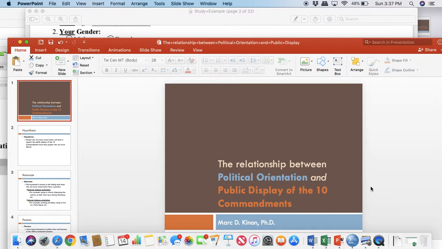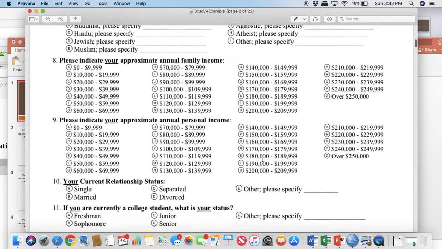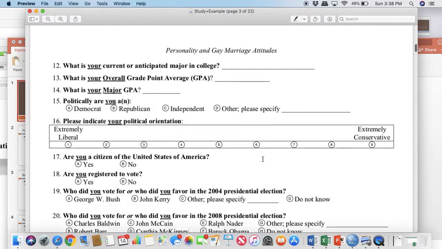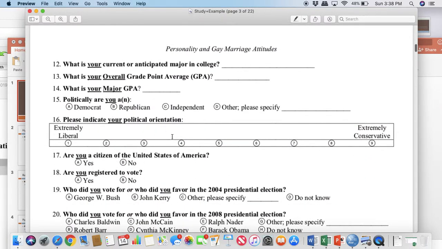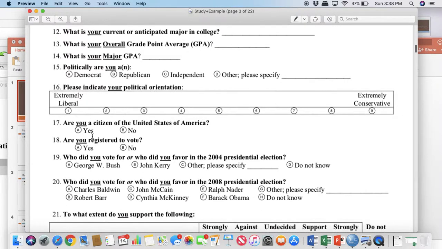So let me go over how I figured this out. I was looking at this survey and I was like, okay, I'm interested in political orientation. This is in the SPSS file. If someone indicated a 1 in political orientation, it would mean that they're extremely liberal. If they indicated a 9, it would mean they're extremely conservative.